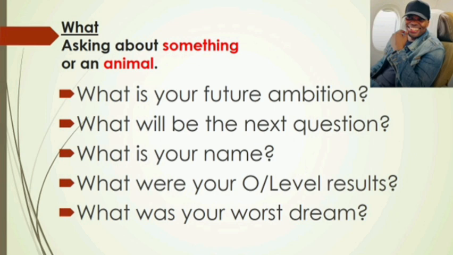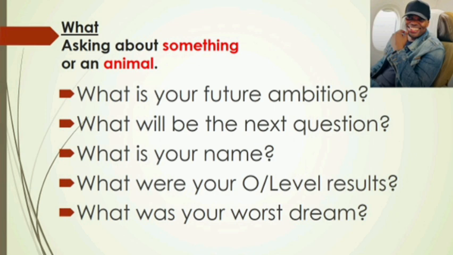The next question will be based on science and technology. What is your name? My name is Charitha Chandrasekhara. What were your O-level results? My O-level results were 7 A's and 2 C's. What was your worst dream? My worst dream is about falling down from a tree and hurting my back. So, likewise, what is used to ask about something or some incident or some activity you did or about an animal.